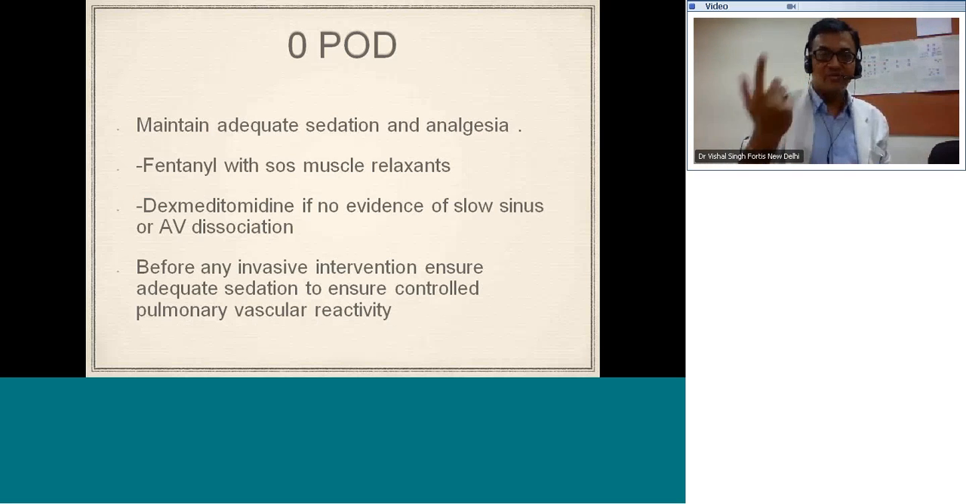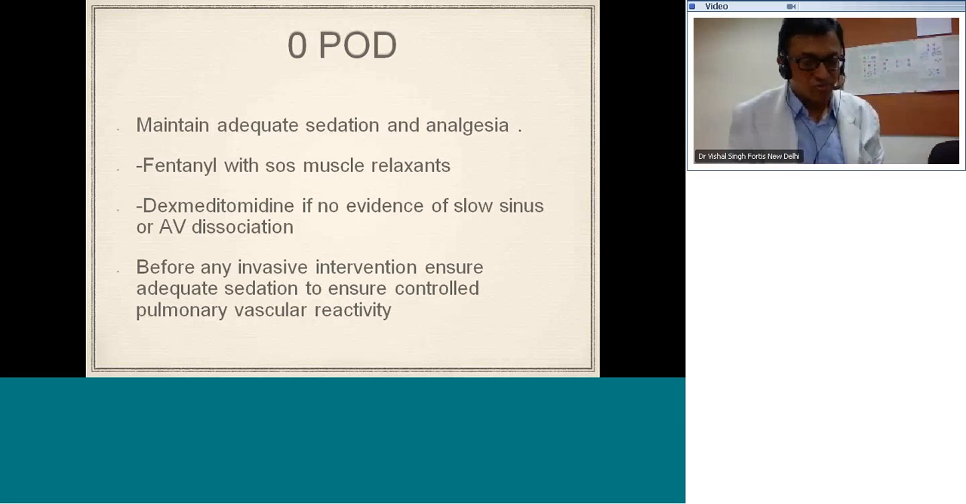Again, one has to maintain adequate sedation and analgesia. You don't have to talk about it again and again. It's a given. Fentanyl with SOS muscle relaxants, dexmed, especially if there's no evidence of slow sinus rhythm or AV dissociation, or before any invasive intervention, ensure adequate sedation is given to control the pulmonary vascular reactivity.